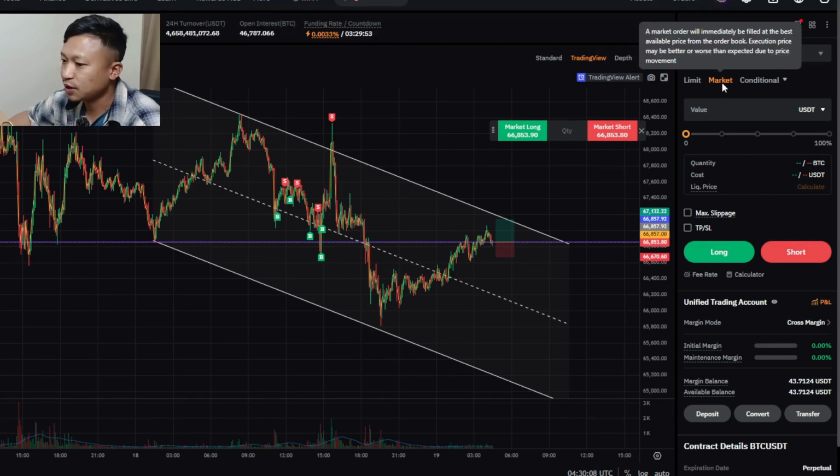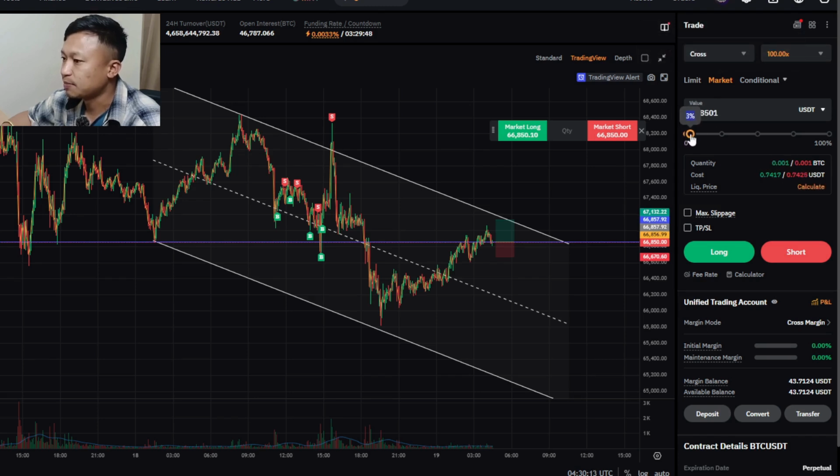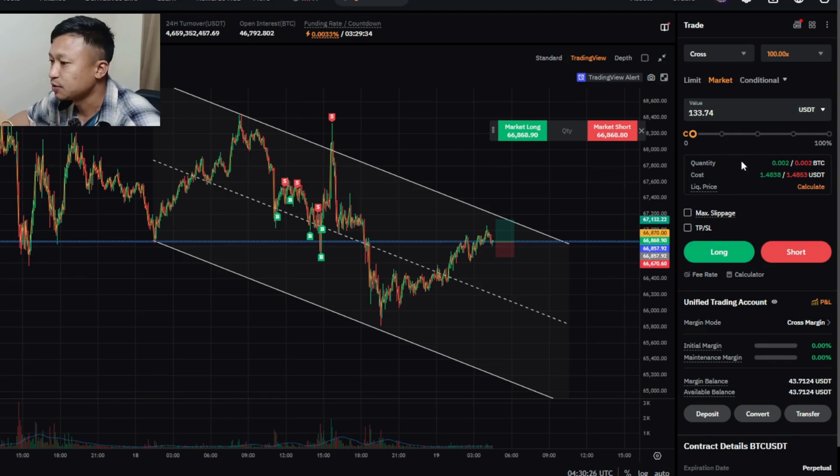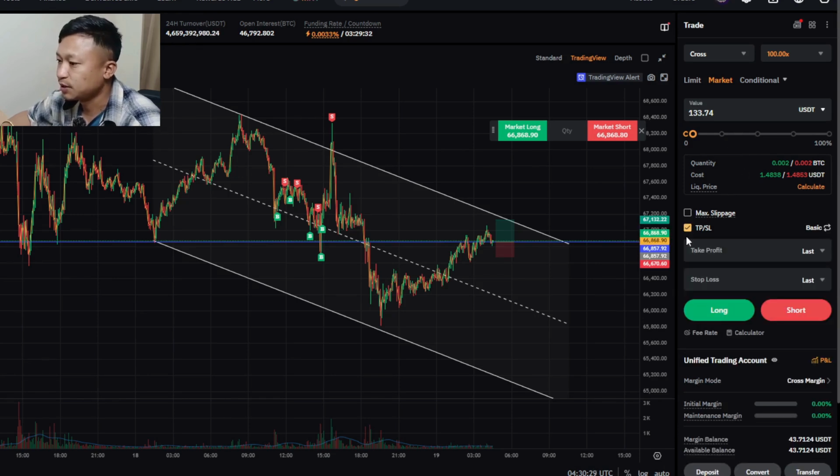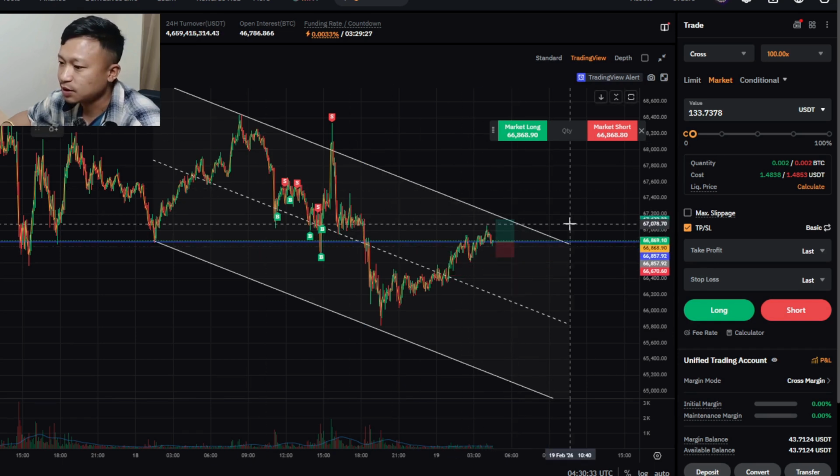If you want to buy at the market price, you just buy. This is the percentage of how much you want to invest of your total money. For example, 5%. Now, what's your TP? TP is your target point. This becomes your target point.